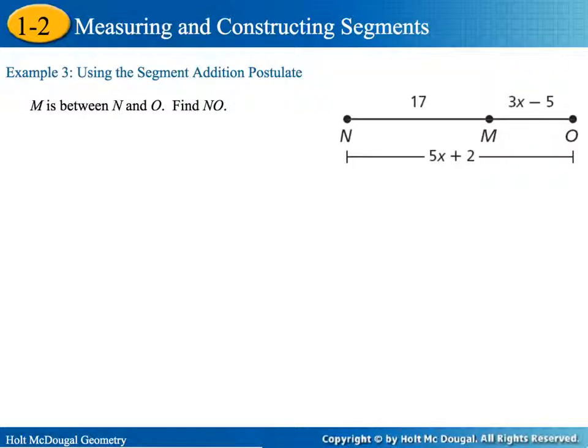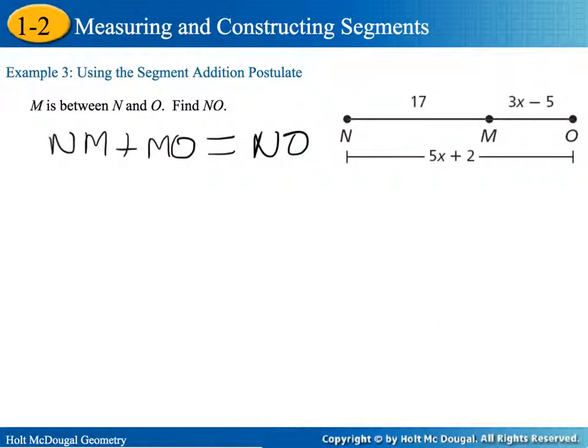This is example 3 in your notes. Go ahead and pause the video and write this down and include the diagram with the information over here. So M is between N and O, and they want us to find NO. So first I know, since these are two parts of a segment, that if I add them together, I'll get the whole segment. So NM plus MO equals NO. And this makes sense because here's NM, and this is the part MO. I add them together and I'm saying that's equal to the whole NO.